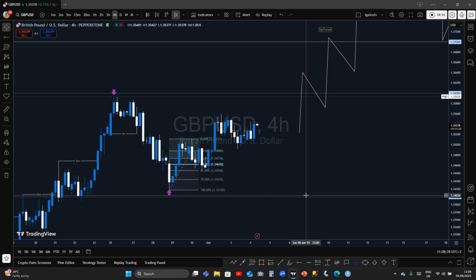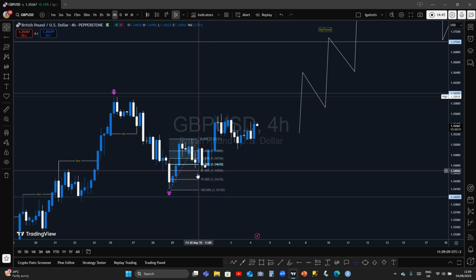From 50 above is a premium level. From 50 below is what? A discount level. Now that price has created a high, when it's pulling back, it is supposed to pull back into a discount level before the price will rise again.